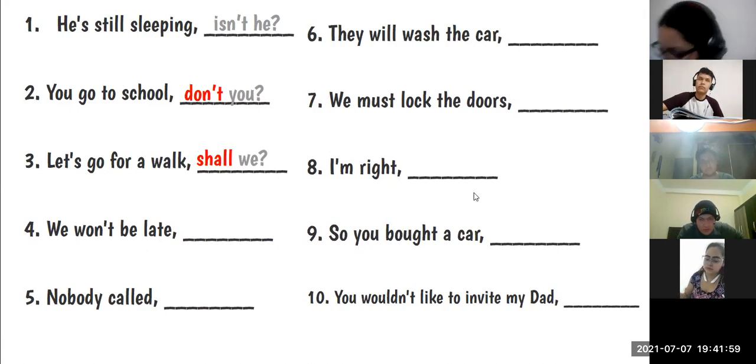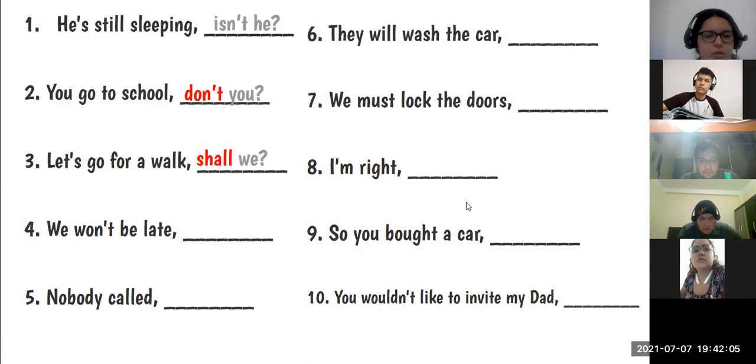Number 4. What do you think about number 4? Carla, how can we complete this one? We won't be late. Will we? Very good. Yes, because here we have the negative form of the verb will, right? So we need to use the opposite.